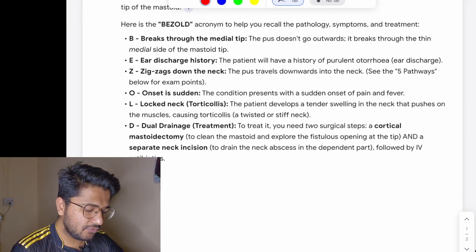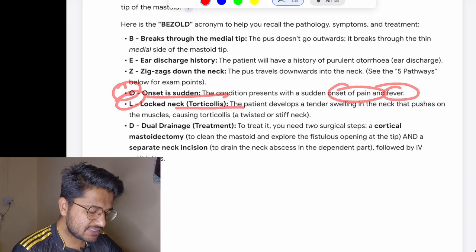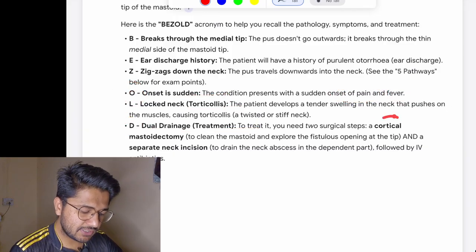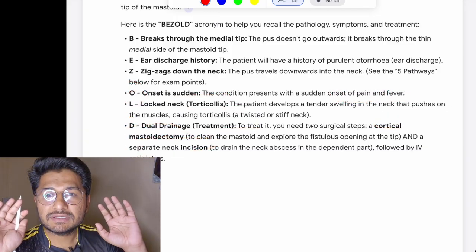And then O for onset, sudden onset of pain and fever; L for locked neck, that is torticollis; D for dual drainage, that is cortical mastoidectomy and a separate neck incision. So that's about the Bezold abscess.